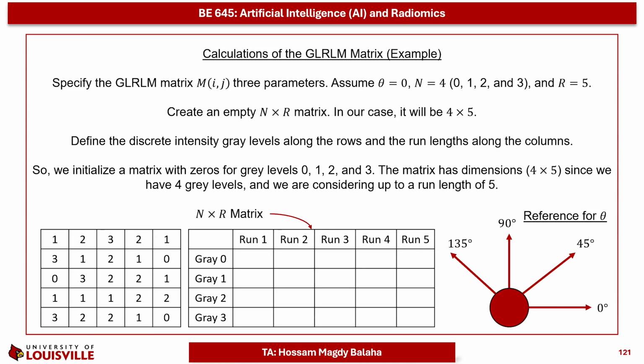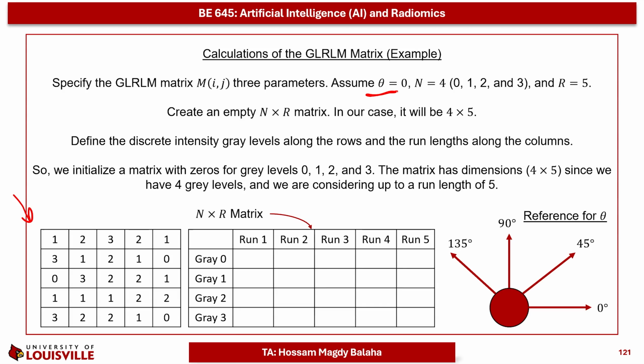The first step is to create the co-occurrence matrix, and the second step is to create the features and extract them from the co-occurrence matrix. Similarly here, we need to create the run length matrix, and then based on that matrix, we will calculate the different features. So first define the angle theta, whether we need 0, 45, 90, or 135, and then check the matrix and calculate N and R.